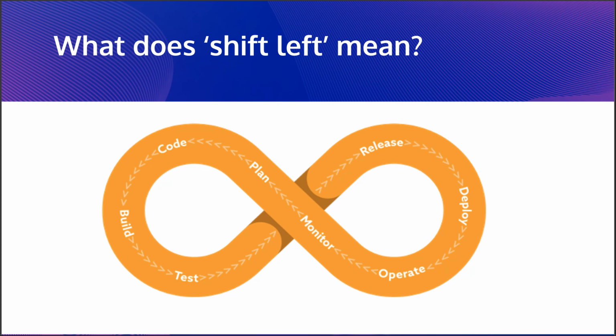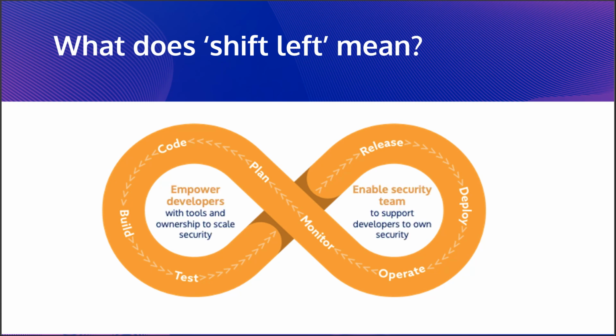We need to do 2 things. We need to, 1, empower developers, and that is done by tools and the ownership, the empowerment for a developer, not just to find, but have the insights, the knowledge, and the tooling to be able to fix. Okay, so empowering developers to be able to work through that, and also enabling the security team.